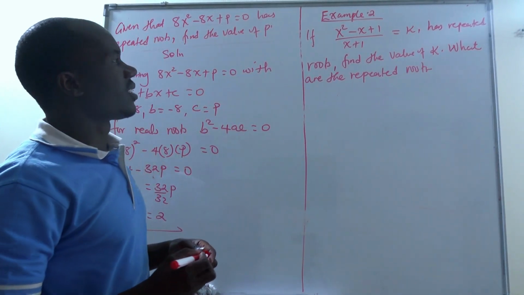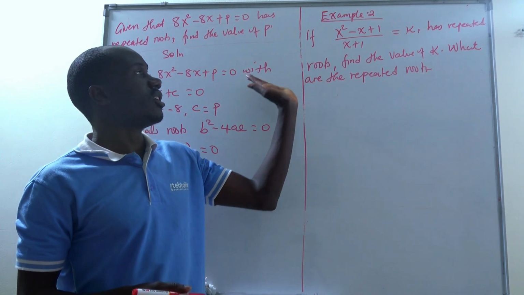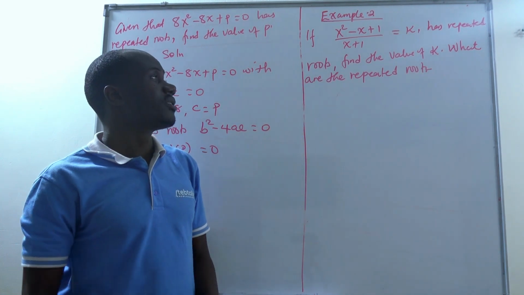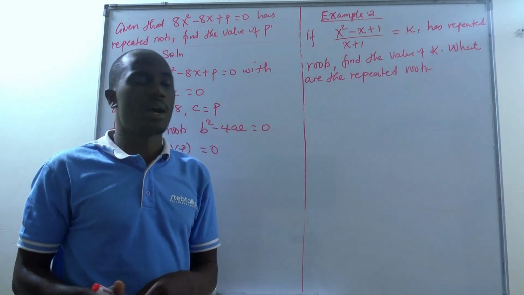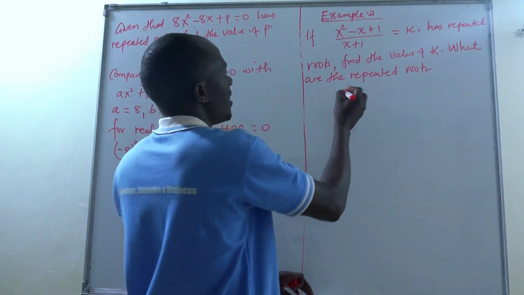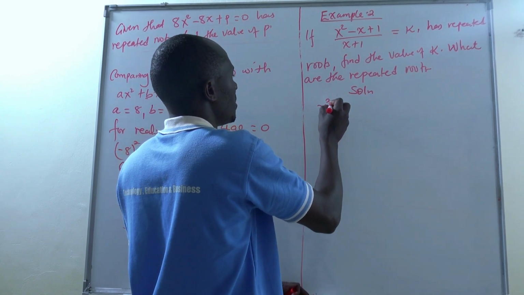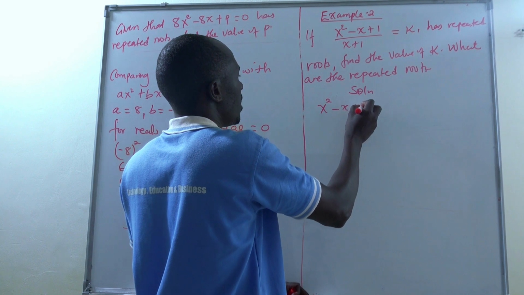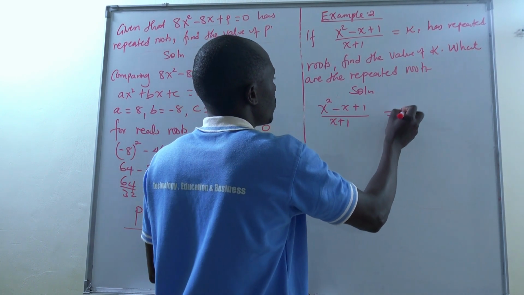So they have given us a question of this nature, and they have said that the whole expression is equal to k and that it has repeated roots. What do you do when a question comes in that manner? Solution. I've got (x squared minus x plus 1) all over (x plus 1) equals k.